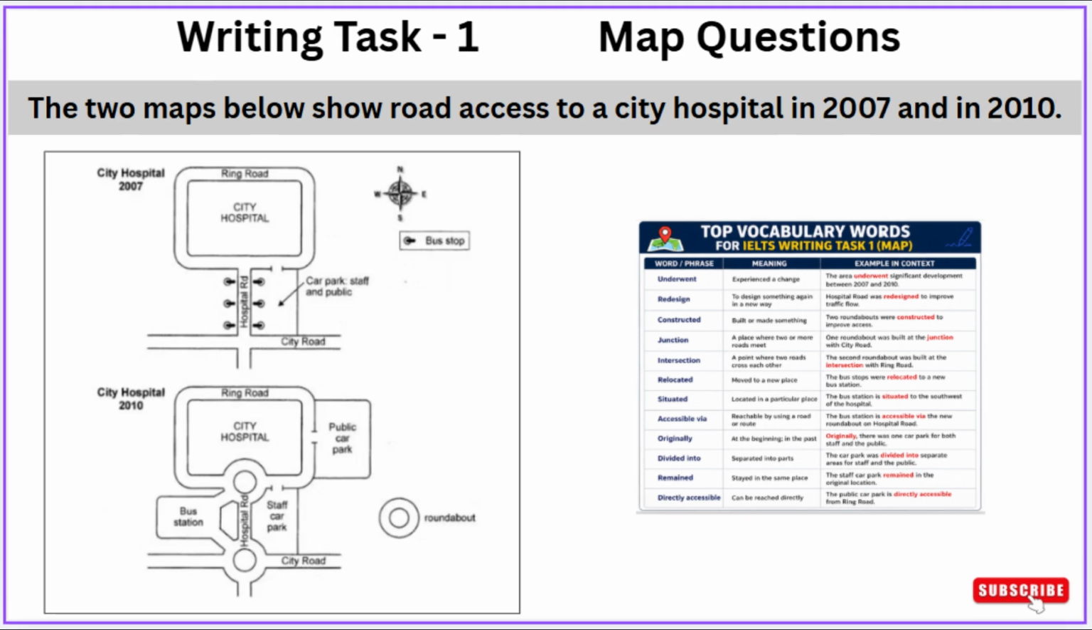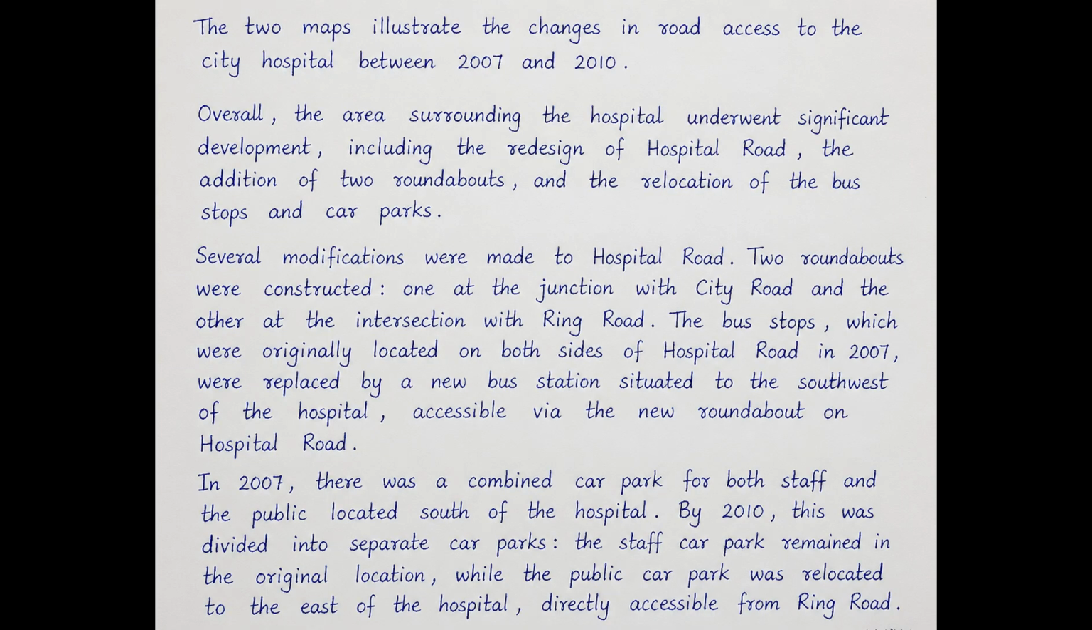In today's video, we are going to learn how to describe an IELTS Writing Task 1 map question in a simple and effective way. This task compares two maps showing the changes in road access to a city hospital between 2007 and 2010. I will explain the structure step by step so that you can easily understand how to write a high-scoring answer. The maps show how the area around the city hospital changed over time.